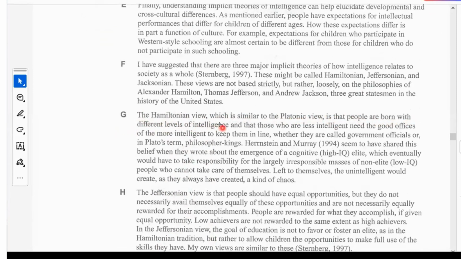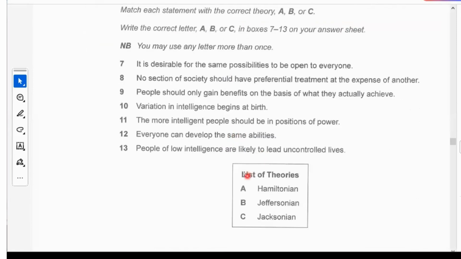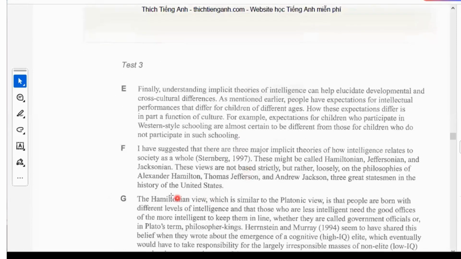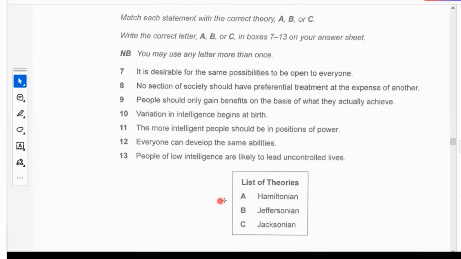levels of intelligence. Hold on. People are born with different levels of intelligence. That's who said that? That's Hamiltonian. People are born with different levels of intelligence. That's number 10. Variation. What's the meaning of variation? Can you see paraphrasing that they've done for us, ladies and gentlemen? Variation means what? Different levels.